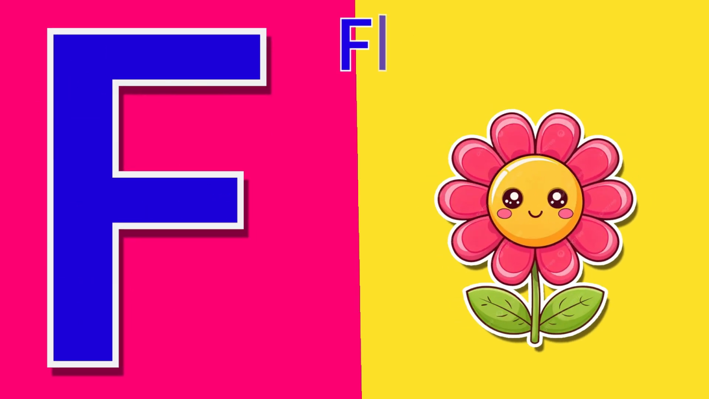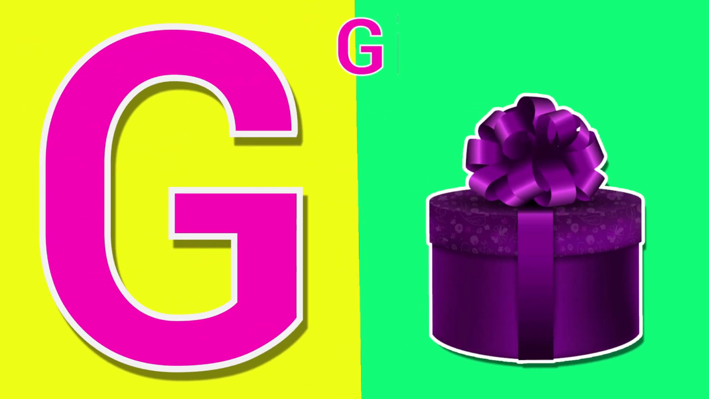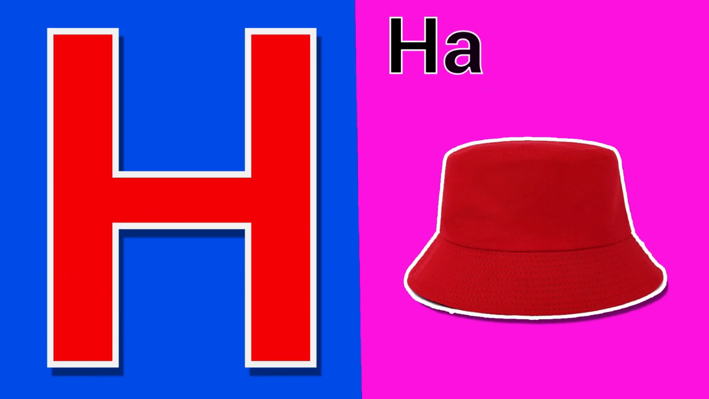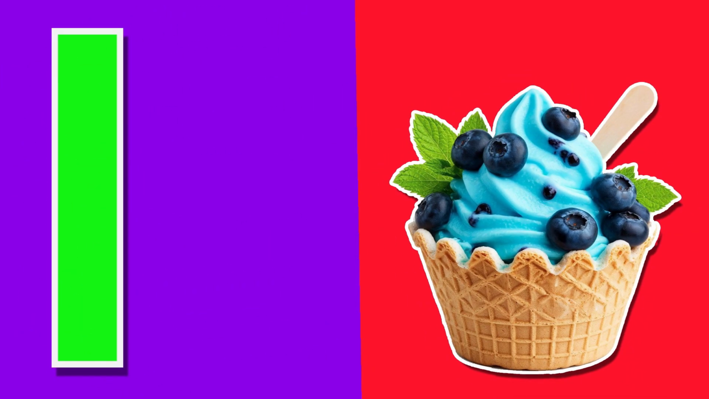F is for flower, beautiful and colorful. G is for gift, a lovely surprise. H is for hat, wear it on your head. I is for ice cream, sweet and cold.